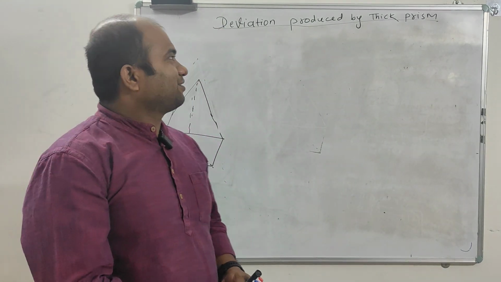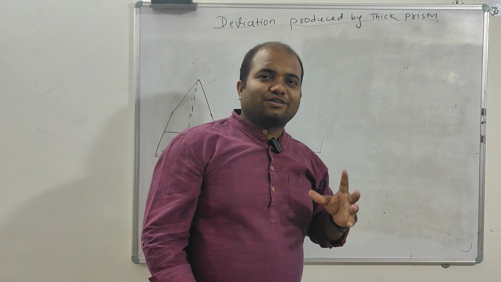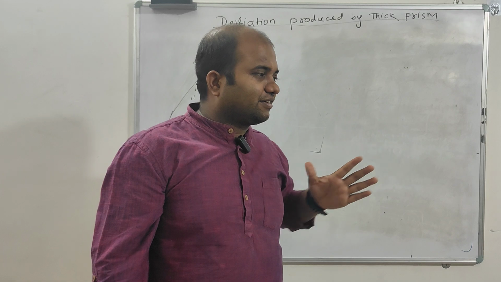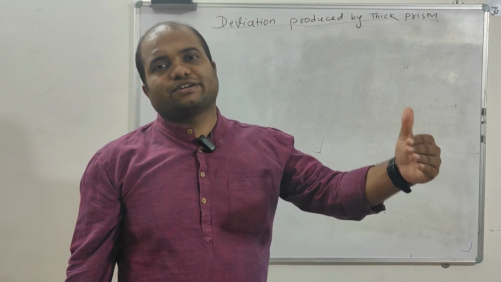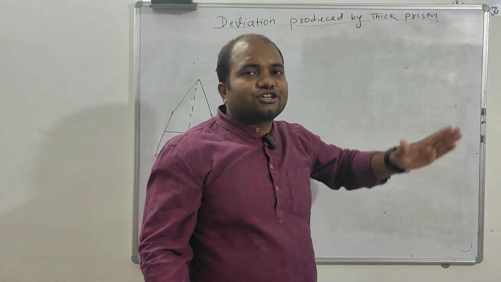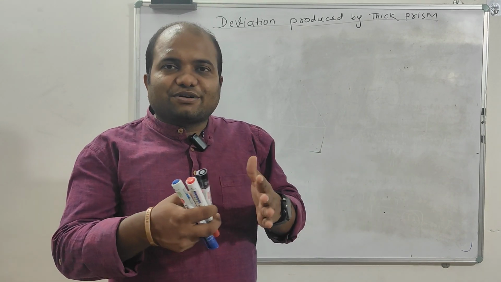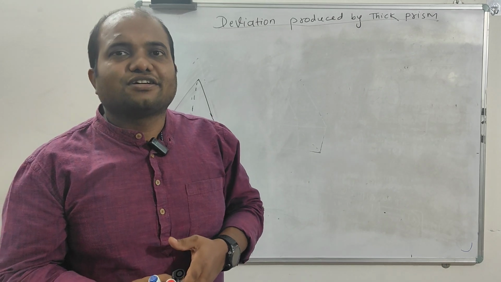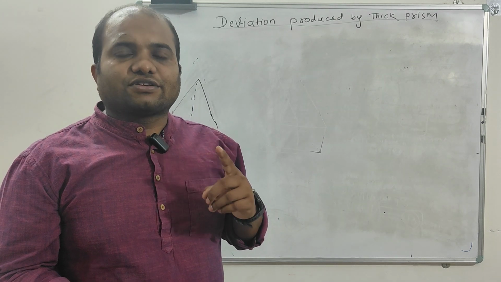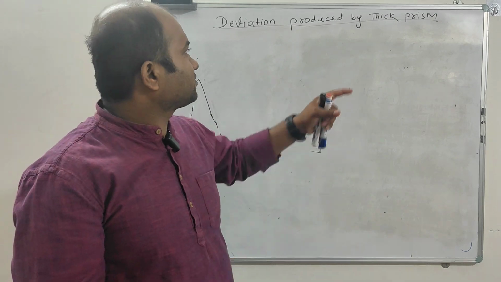Today we are going to talk about deviation produced by thick prism. We know the major function of prisms is to deviate the light, when the light is going in some direction. This is one function of the prisms. The other function of the prisms is to disperse the light. That means if white light is passing through the prism, it disperses into multiple colors, right? So deviation and dispersion are the two major functions, or major uses, or major properties of these prisms.